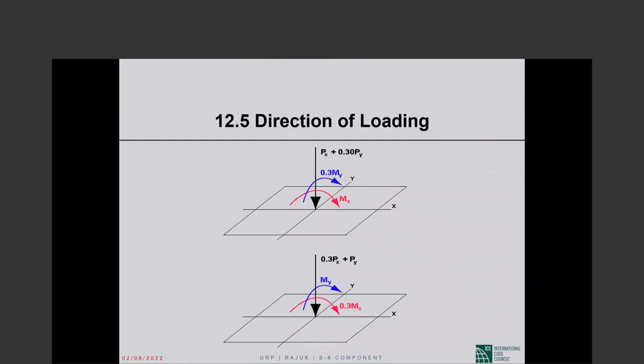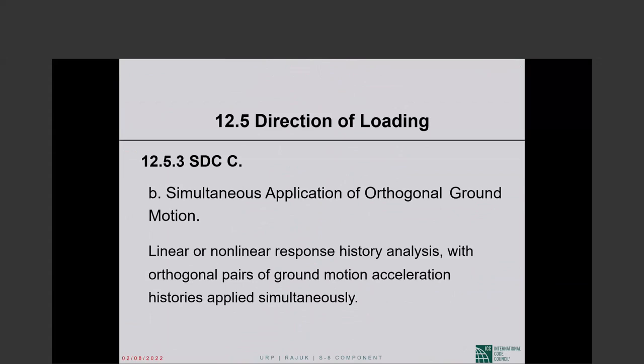So now you're looking at biaxial bending of the column. So you have to design for this combination or that combination. 30% of the axial load caused by the X earthquake plus 100% of the axial load caused by the Y earthquake plus 100% of the Y moment and 30% of the X moment. Again, biaxial bending of the column. So this orthogonal effect is kind of serious, but there are important exceptions that I will not go into today. So it's not as bad as it looks.